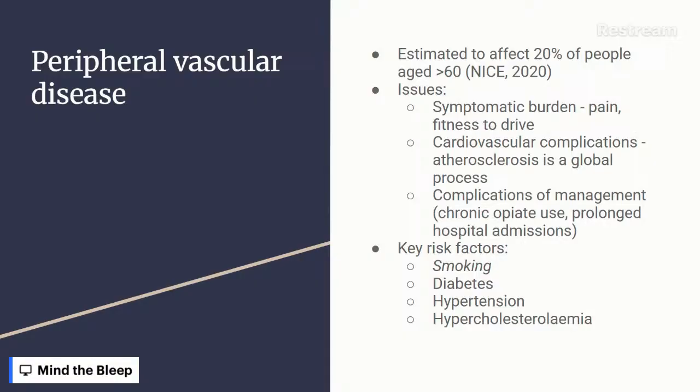It has obviously a lot of consequences for the patient, a high symptomatic burden, preventing them from doing their day-to-day activities if it's not managed properly. Obviously, the underlying processes that cause peripheral arterial disease and something like intermittent claudication are also going on all over the rest of the body. So you've got cardiovascular complications associated with PVD.